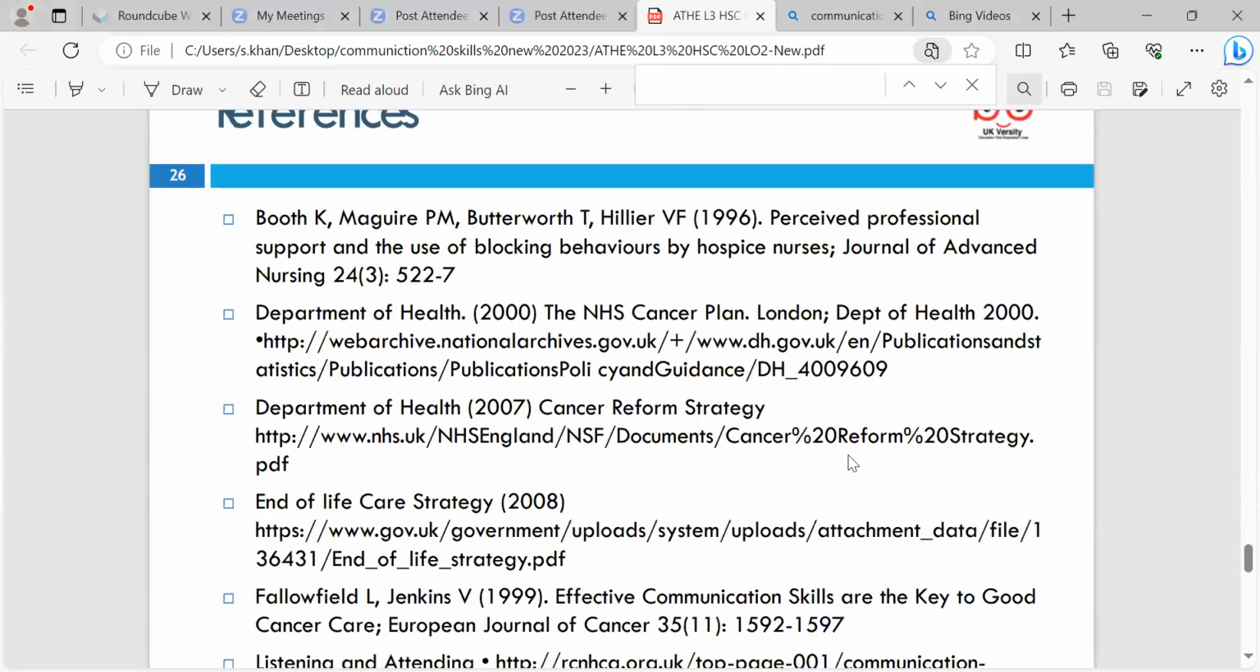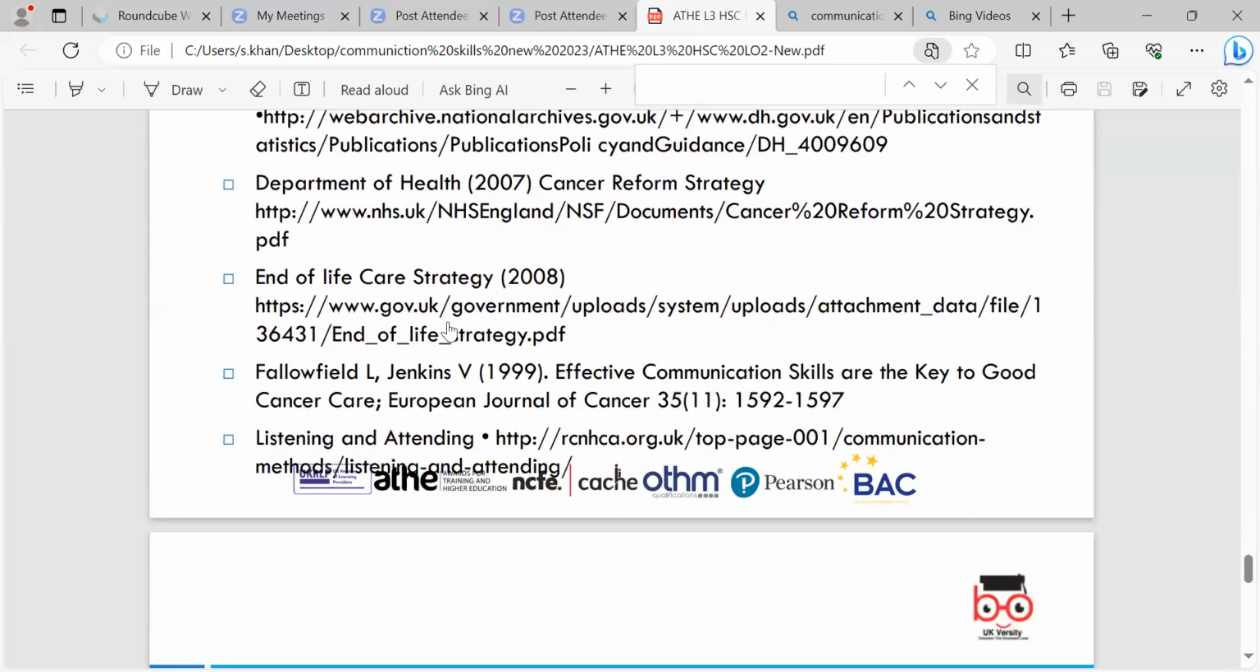Some of the references that have been used for today's session are just listed there. Perceived professional support by Booth, Department of Health, the NHS Cancer Plan, Department of Health, Cancer Reform Strategy and End of Life Strategy. Jenkins, effective communication skills are key to good cancer care, and listening. The links are all there for you to have a look at.